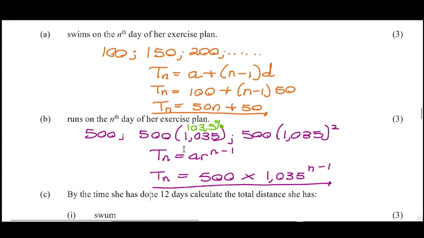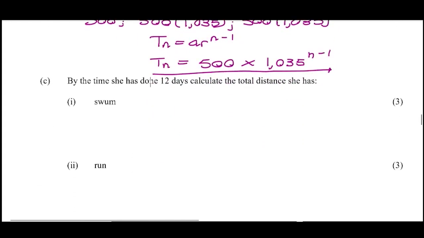Okay, now, look at this word over here. By the time she's done 12 days, what's her total distance? Now, total suggests that we're going to need to add up, right? So we now are going to use our respective sum formulas. For the distance that she swam, we're going to use this formula because this is the sum of an arithmetic sequence, or series rather.